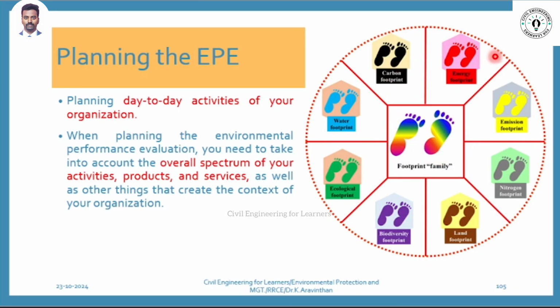So in an industry, how much energy they consume has to be taken for the plan. Emission: if they manufacture, they have emission, then the nitrogen footprint. Then the land footprint: if they dispose of their waste on land, how much area of disposal is happening per day has to be identified. Then biodiversity, if they are constantly cutting trees. Imagine you have a furnishing shop.